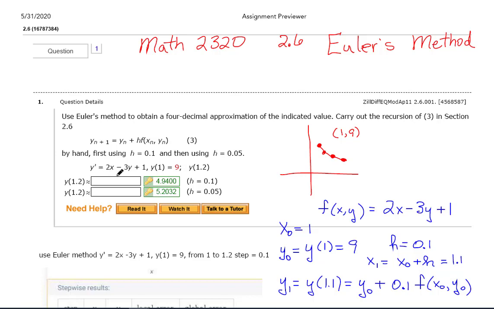y' is 2x minus 3y plus 1. So there's my flow field. And my initial condition is y at 1 is 9. And we're wanting to get to y of 1.2. All right, so let's see how this works.